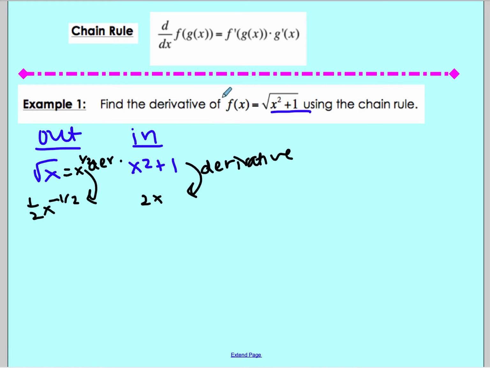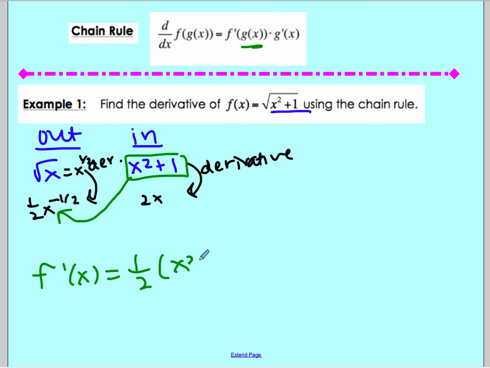Now from here, I'm going to go ahead and write my chain rule down. Okay. f prime of x, my derivative of the original, is the derivative of my outside, which is right here, with the original inside plugged back in. So I take the original inside and plug it back in. Okay, so I would have 1/2 x squared plus 1 to the negative 1/2. And then you multiply it by the derivative of the inside, which is right here. So times 2x.